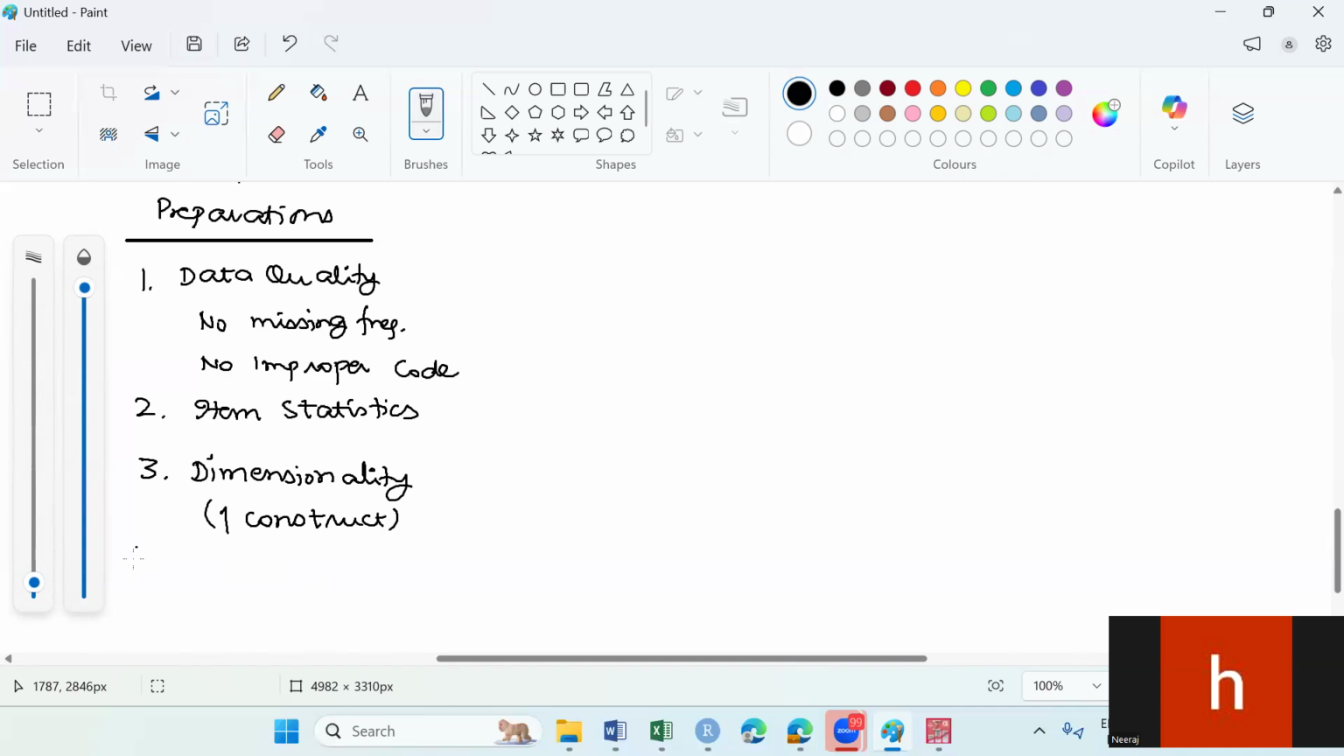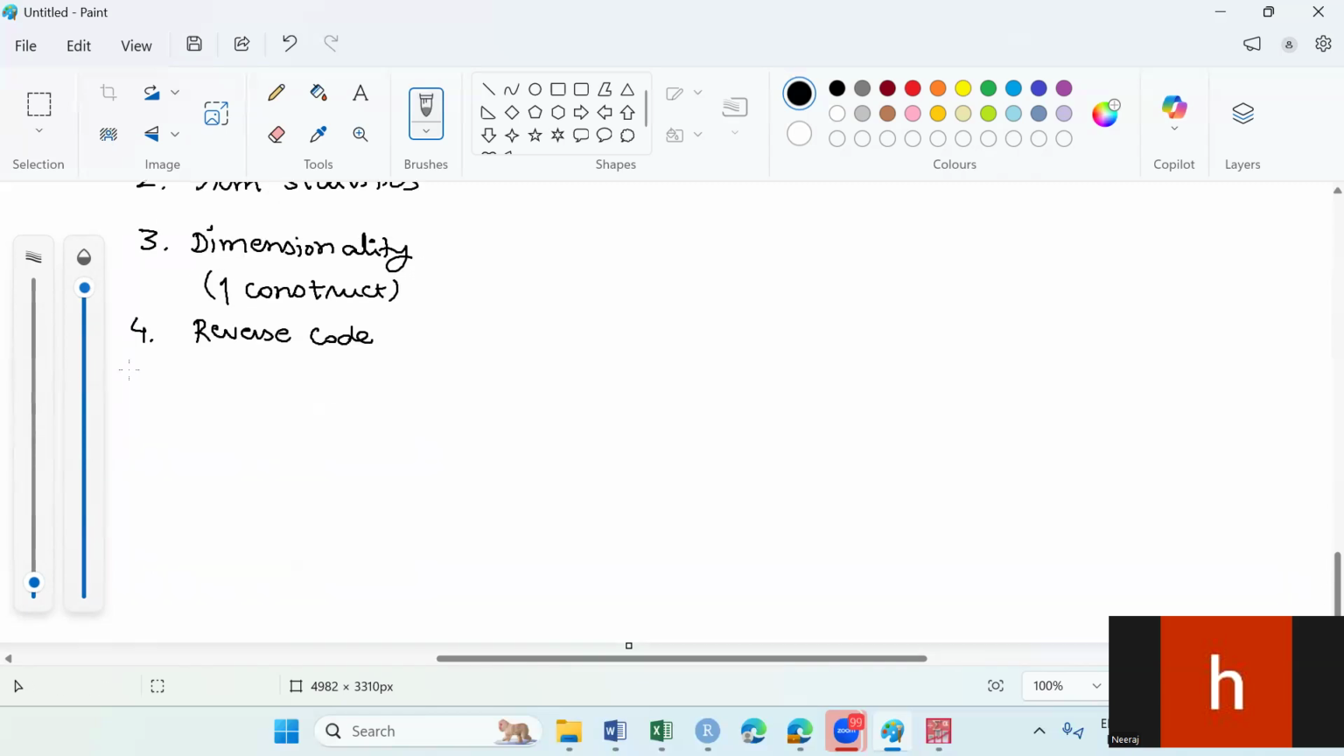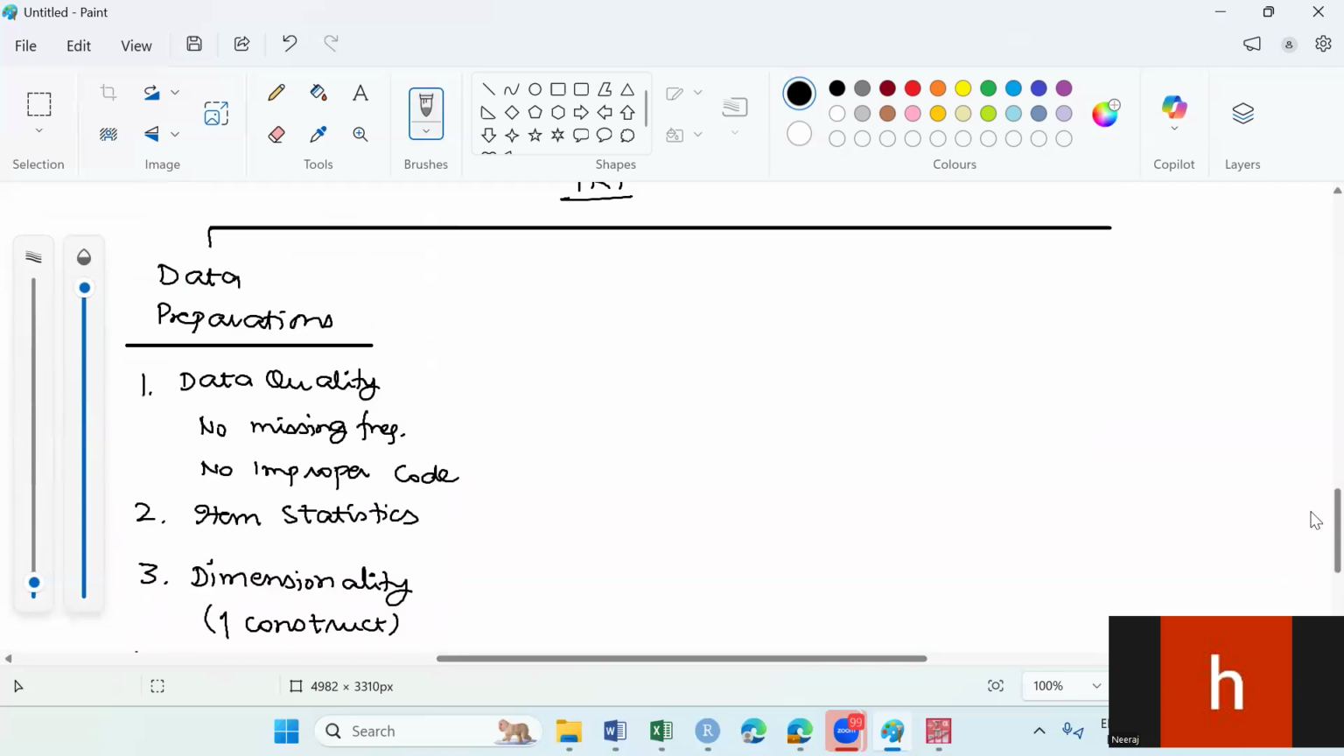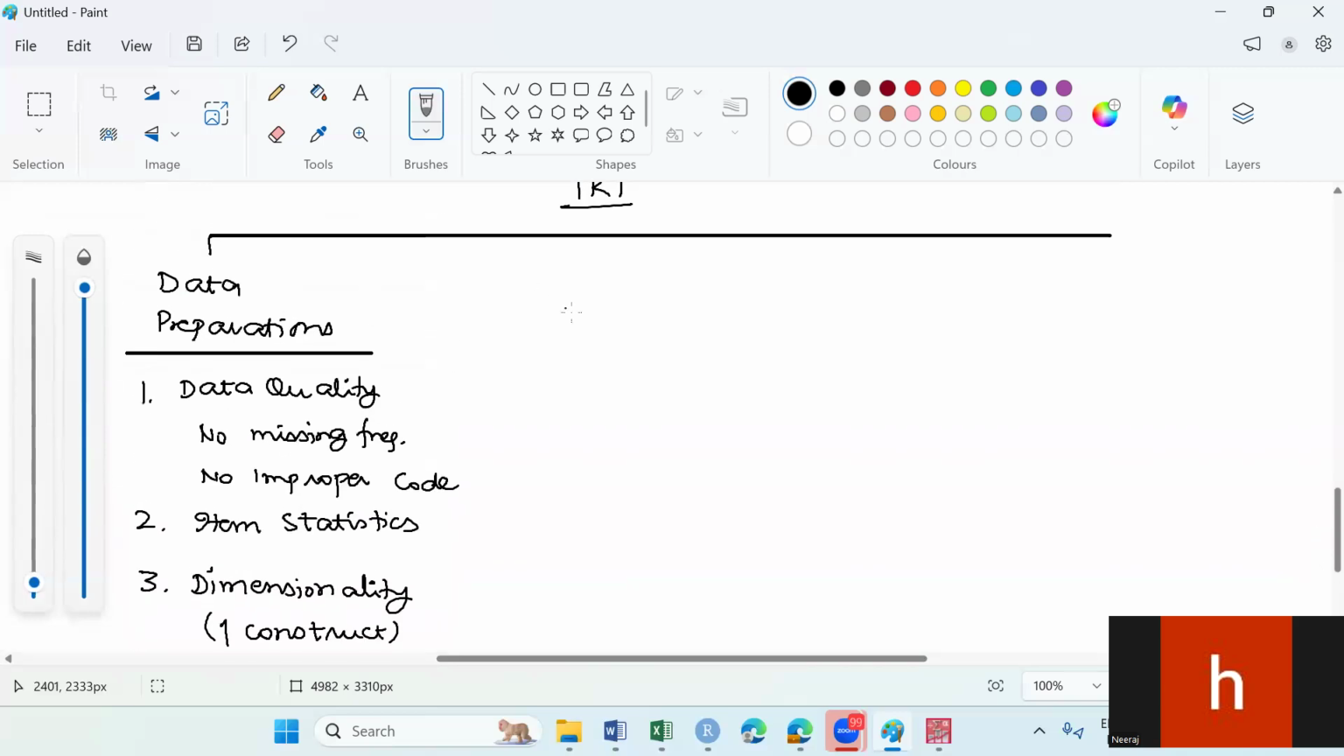One more thing: reverse code if required. If required, then go for the reverse coding. Number 5, all the items should be from low to high. Anchor points should be from low to high. It means there is a compulsion here, and it will tremendously help you. If I am measuring stress, then a higher score should tell me higher stress.